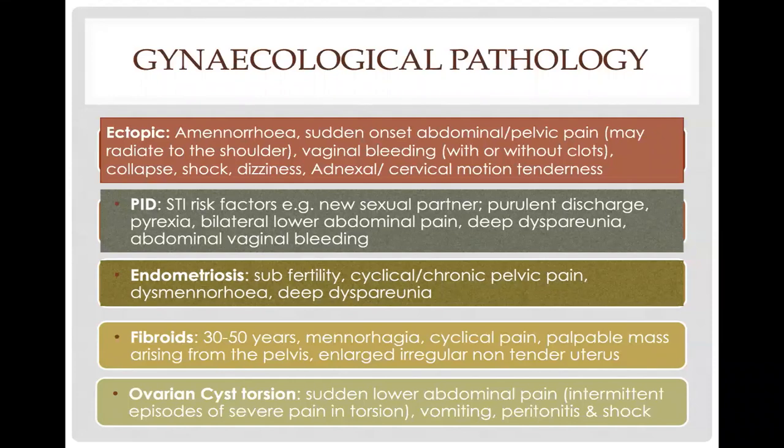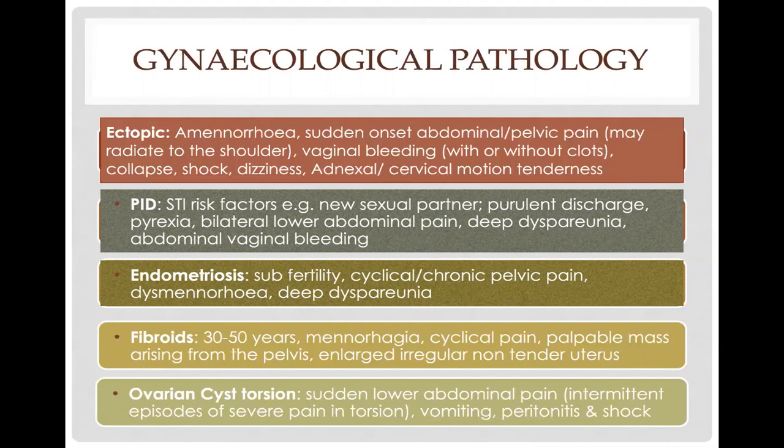amenorrhea and sudden onset abdominal pelvic pain, which may radiate to their shoulder, for example if they have a ruptured ectopic pregnancy. They often have vaginal bleeding with or without clots, and they might have more severe symptoms of hemodynamic instability, such as collapse, shock, and dizziness, which will make you particularly worried that there is a ruptured ectopic pregnancy. And on examination, they'll have adnexal as well as cervical motion tenderness.